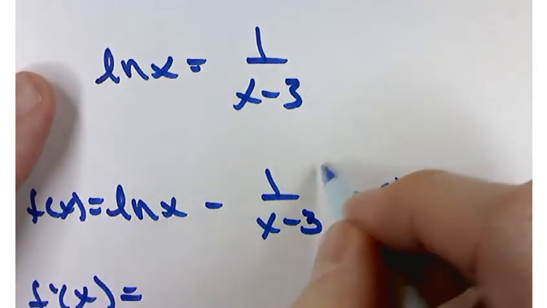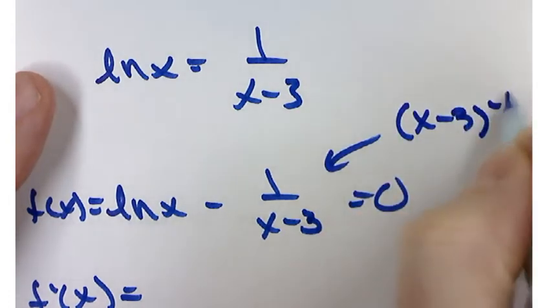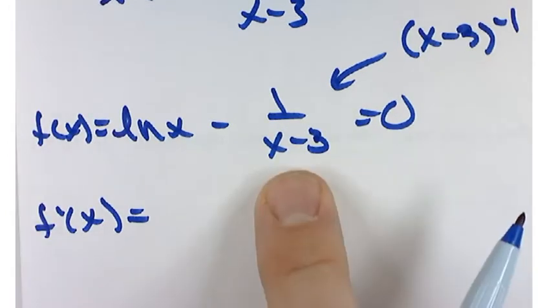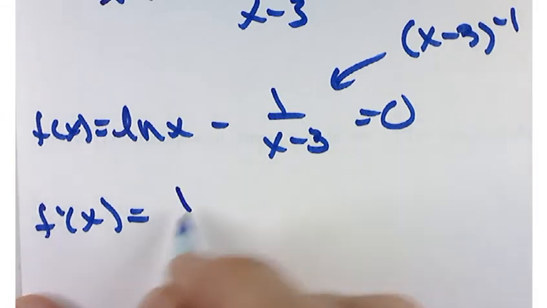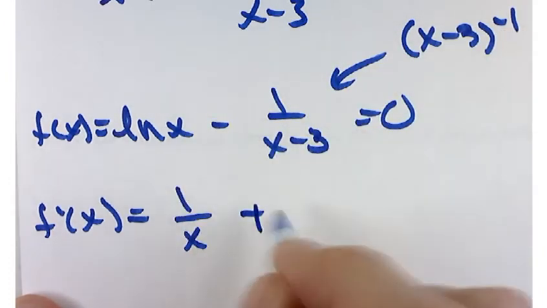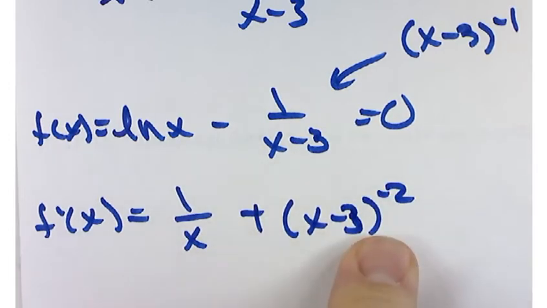To differentiate this, I might want to think of this as x minus 3 to the negative first power. Why does that help in differentiating this? Yeah, so you don't have to use the quotient rule. You're just going to use the chain rule. It's going to be a lot faster. So this is going to be 1 over x. That'll actually end up being a plus, right? Because the negative times a negative will be a positive. x minus 3 to the negative second power times the derivative of the inside. But as Nash pointed out, the derivative of the inside is 1.